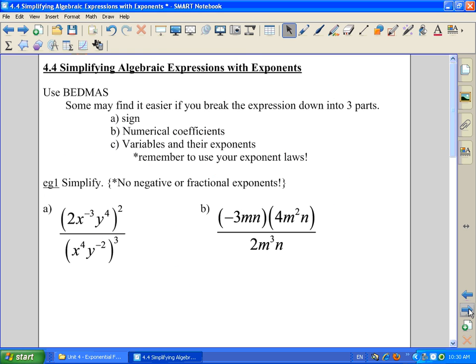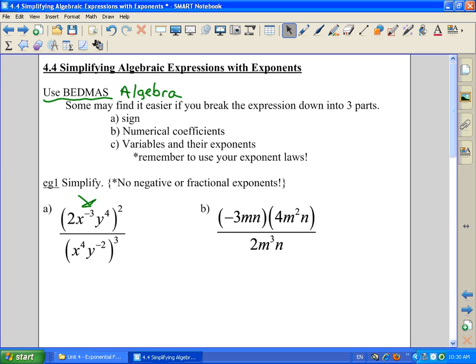Little pause there. Okay, let's go with today's lesson, 4.4, simplifying algebraic expressions with exponents. So what you'll notice here, if you just quickly glance at questions A and B, is instead of having just a numerical value in here, we now have algebraic expressions. We'll still apply the same laws, okay? And we're going to use BEDMAS now that we have algebra to help us solve it correctly, okay?